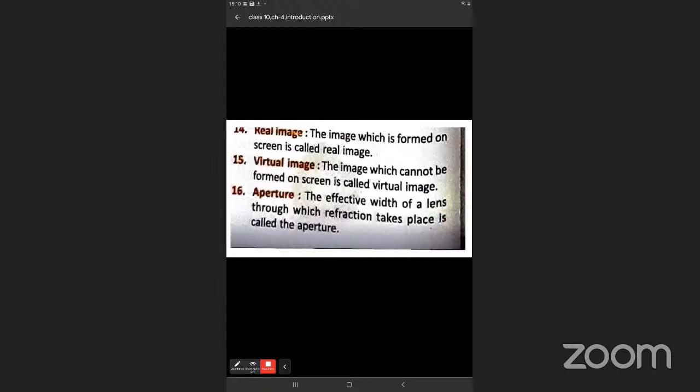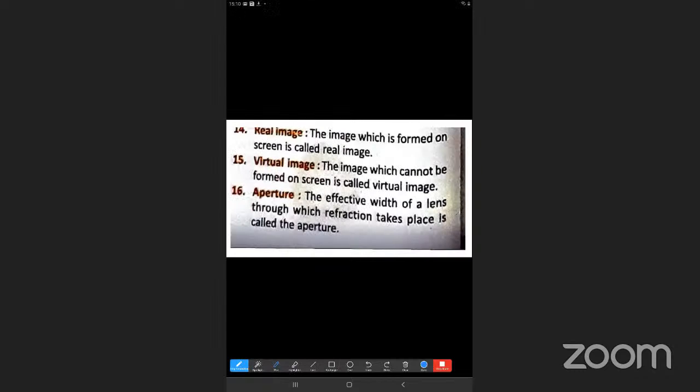And real image. The image which is formed on a screen is called a real image. And next, virtual image. The image which cannot be formed on a screen is called a virtual image.